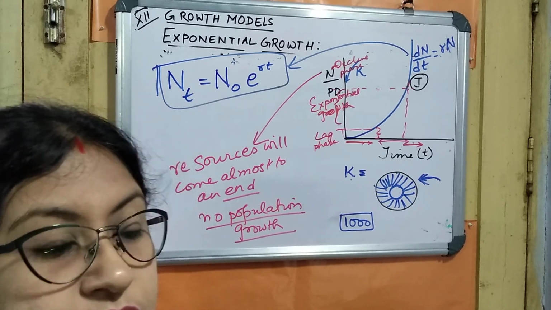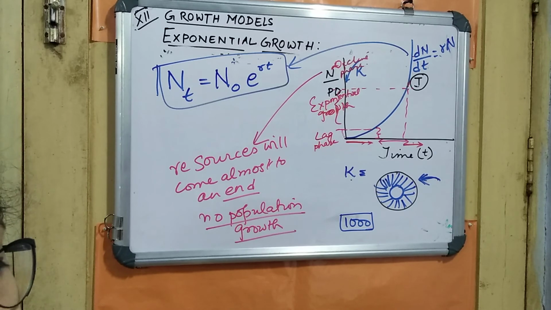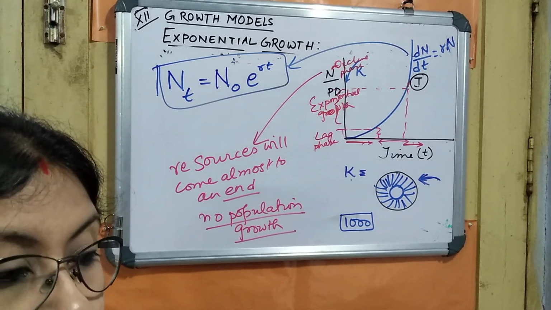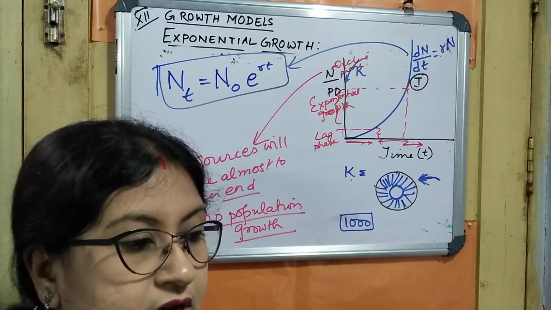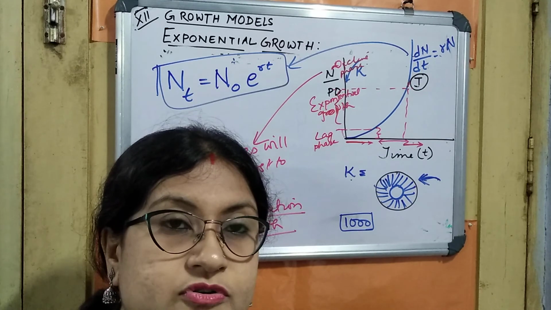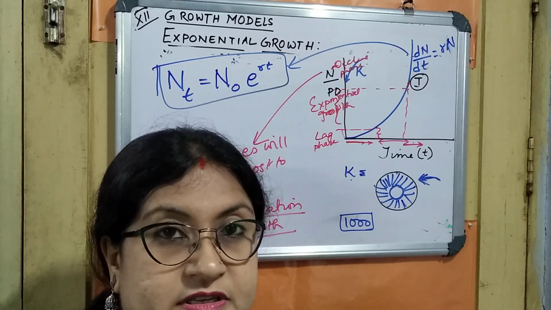Hence any species growing in an unchecked favorable condition can achieve enormous size in a given time, and then it can decline. So with this we come to an end with this exponential growth phase, and then we will move on to the next video where I will explain the logistic growth phase. Thank you.